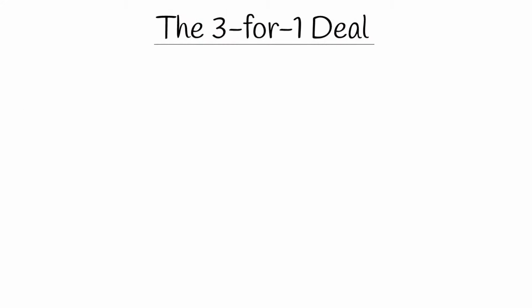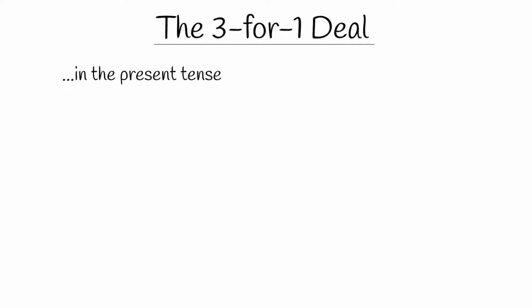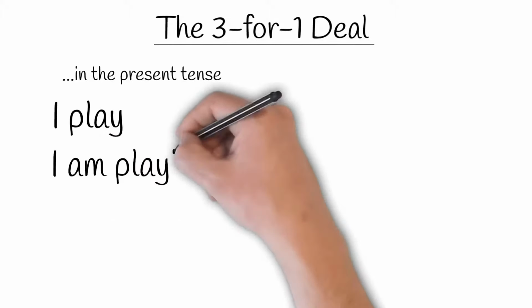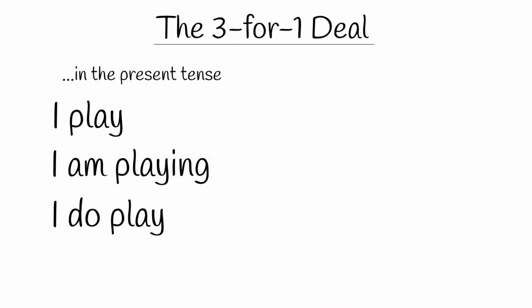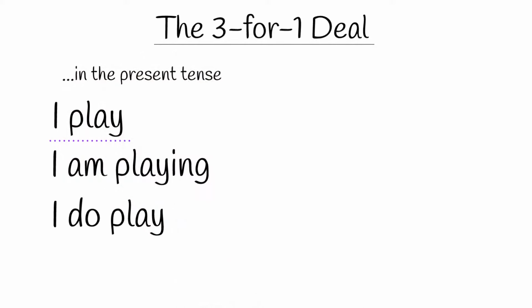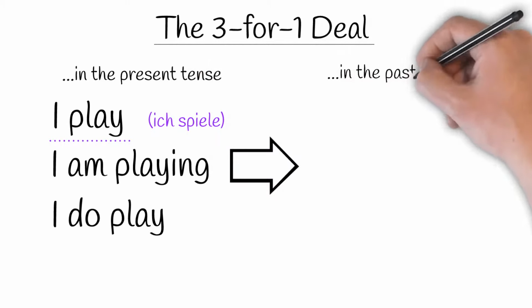The first thing I'm going to mention is the 3-for-1 deal, which benefits us as English speakers learning German. Remember that in the present tense in English, we have 3 different ways of expressing an action. For example, we could say I play, I am playing, or I do play. German is much simpler. They choose one of those and say I play. Ich spiele.